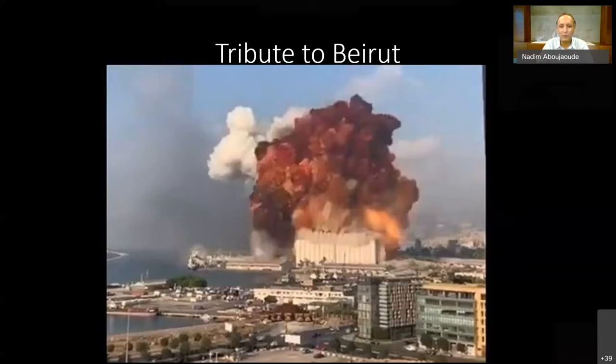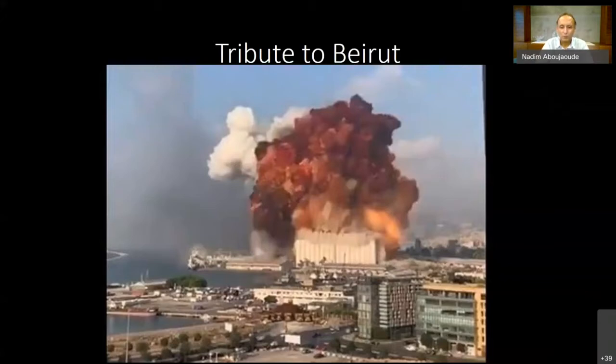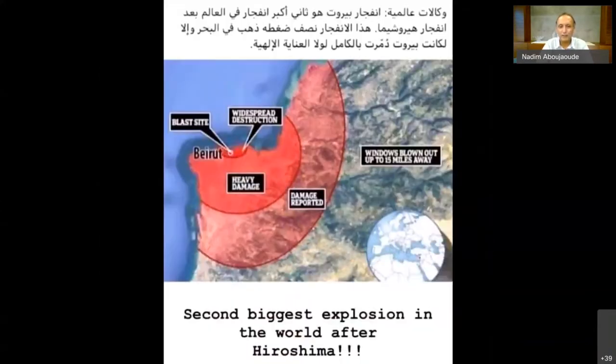And just a quick tribute to Beirut, my beloved city. It will rise again, and hopefully with all the hearted people that are helping in rebuilding this beautiful city. The blast was immense. As you can see, it was the second biggest explosion in the world after Hiroshima. So you had Hiroshima, Nagasaki, and Beirut. You cannot imagine, no picture, no video will translate the problem and the extent of the damage that we have in Beirut and around Beirut.